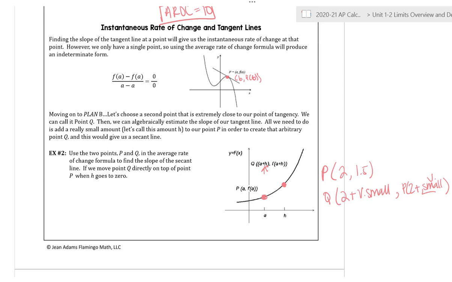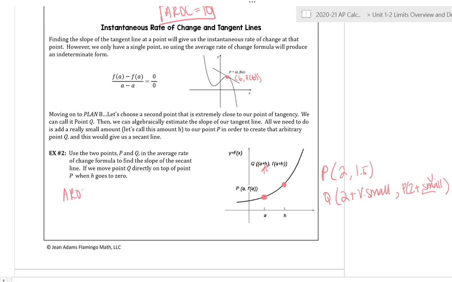Now the whole goal is for h to be a super small value, but not directly 0, because if we move Q directly on top of point P, then h goes to 0. So now I'm going to rewrite my average rate of change formula, and I'm going to use these two variables as my y2, y1, or my f of a and my f of b. So let's get this written down here.